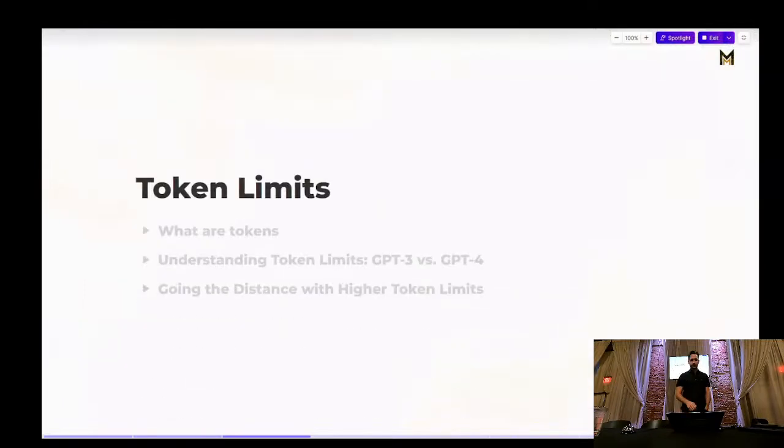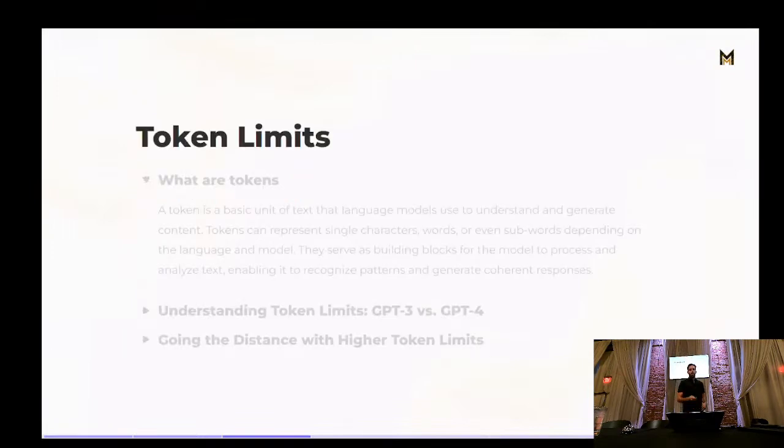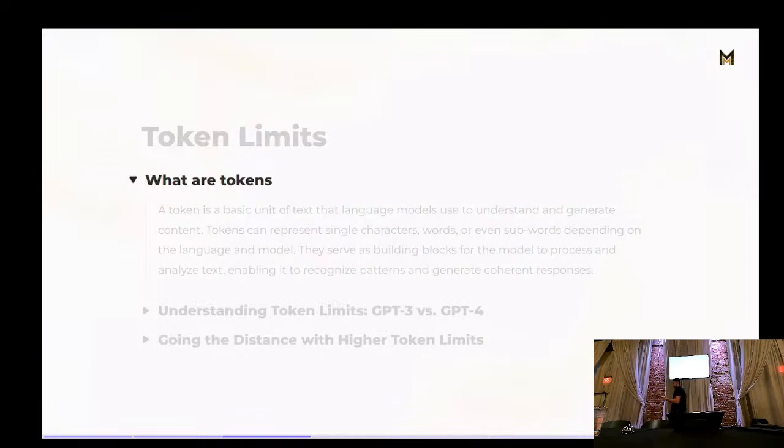Okay, token limits. What are tokens? Tokens are essentially dependent on what model you're using. A token is essentially a word, a character, a space. Depending on what model you're using, it will characterize tokens differently. Some models will break the word hello into one token. Some of them will break it into two tokens. There's a very rough rule of thumb that one token equals two words, essentially.